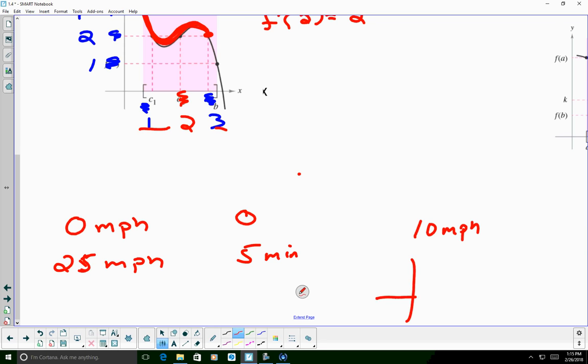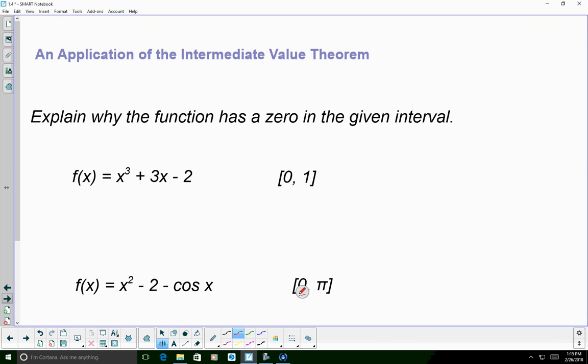Because to go from 0 miles per hour to 25 miles per hour, somewhere in here, I have to hit that 10. Does that make sense? I have to hit every single value between 0 and 25, between 0 and 5. That comes in very handy when I'm looking at a graph and I'm trying to find the zeros.